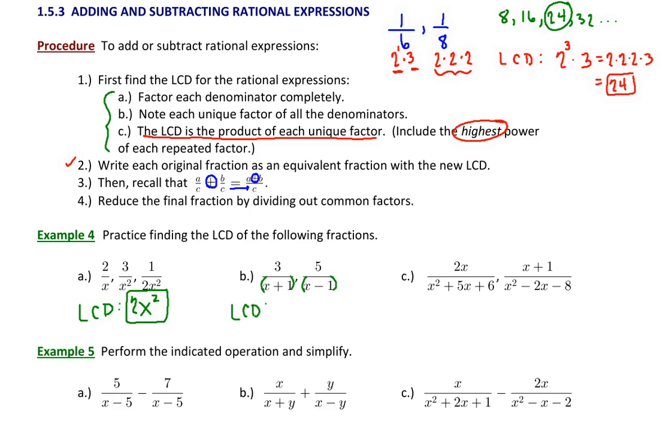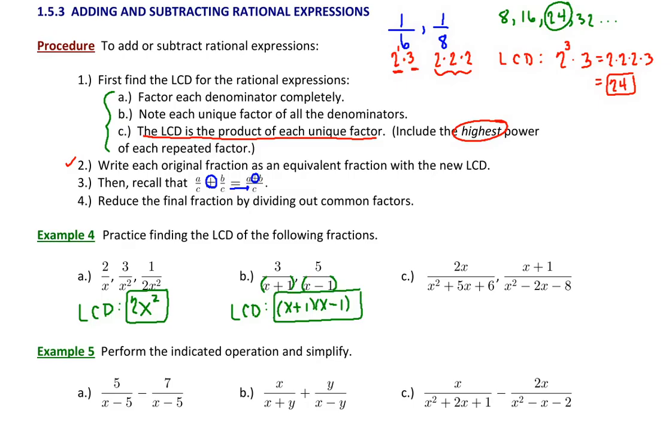So really, we've got two unique factors. Our LCD must contain each one of those unique factors. Think of your LCD like a representative. It has to reflect each of those denominators in order to be the common denominator.